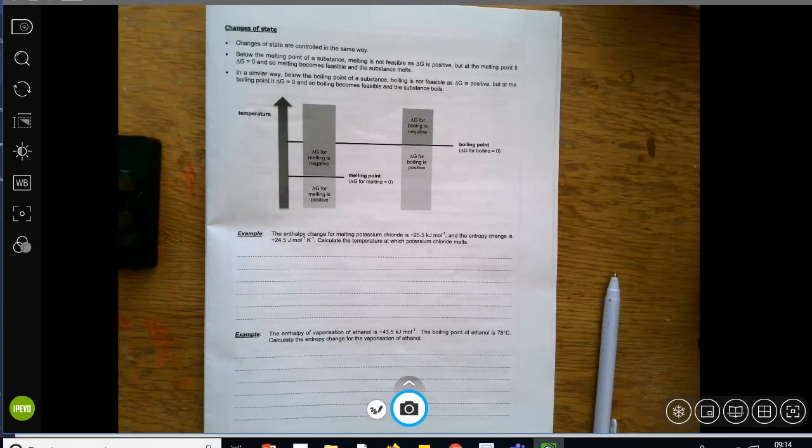Okay, to me the graph looks wrong, upside down, backwards, but that's where it's actually thinking. We are talking here about changes of state, so evaporation, condensation, and so on and so on.